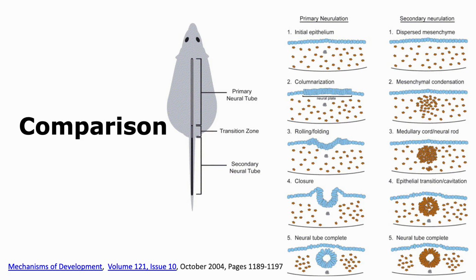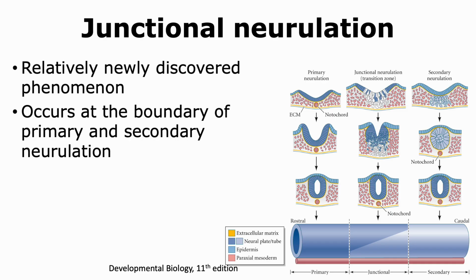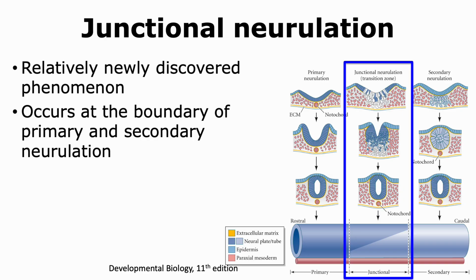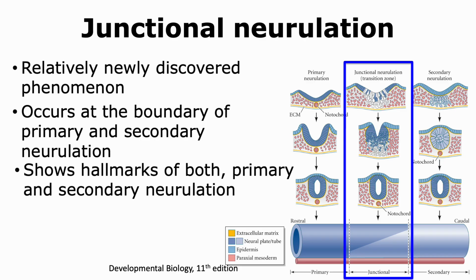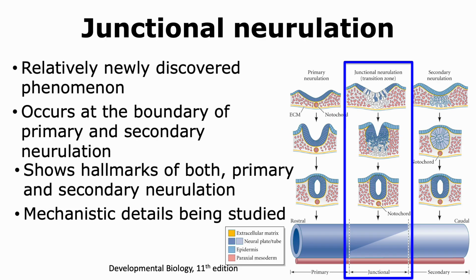In between, we have the transitional region, and that is where junctional neurulation occurs, but we won't go into the depths of how junctional neurulation actually happens. It's sufficient to know that the process involves components of both primary and secondary neurulation. Junctional neurulation is a relatively newly discovered phenomenon, and as we've seen before, it occurs at the boundary of primary and secondary neurulation. It shows the hallmarks of both, and the mechanistic details are still being studied.